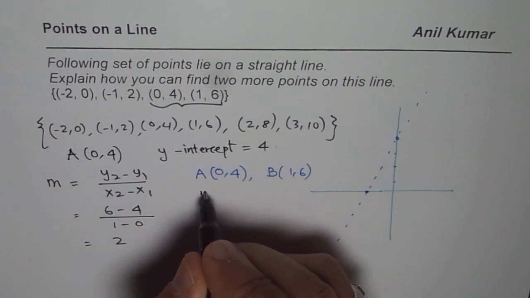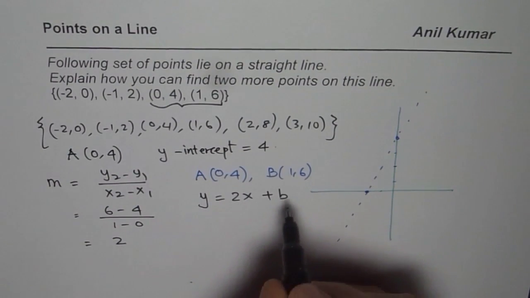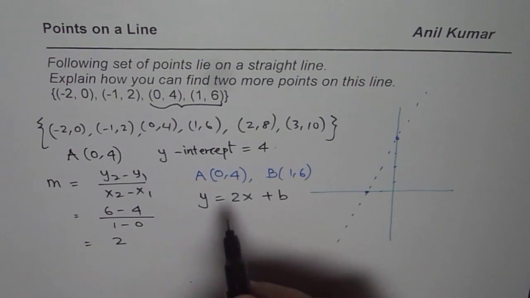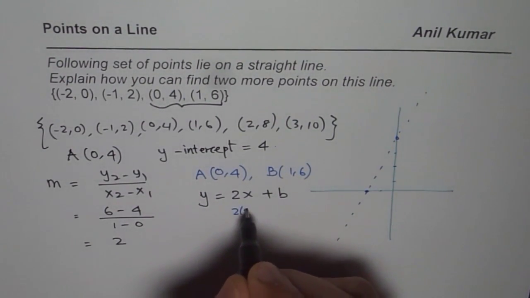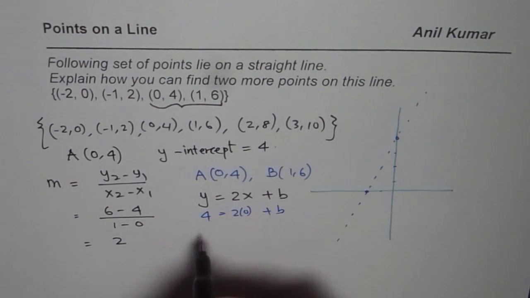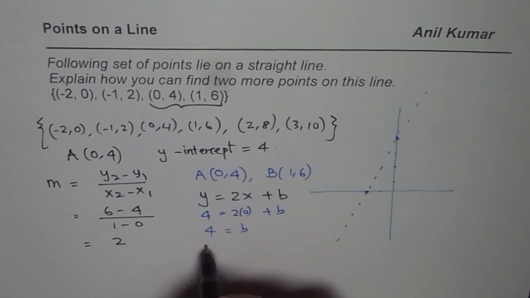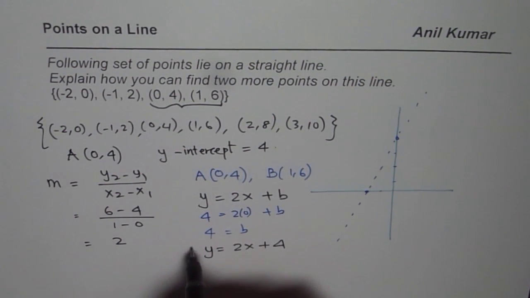So we could write the equation y equals 2x plus b. Let me write like this first. Now if I substitute 0 for x, I get y as 4, right? So if I substitute 0 for x, that means 2 times 0, and 4 for y. You see, I get b as 4, right? But that is the y-intercept. So that is why you get b equals 4. So we could directly write the equation also. y equals 2x plus 4 is the equation of the line.